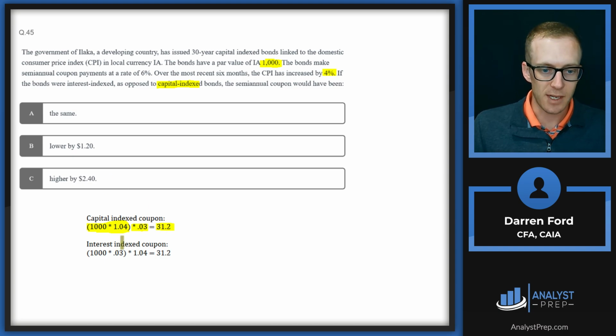Under the interest index coupon, you're going to calculate your coupon rate first. So you get a coupon rate of 30, and then you're multiplying that by 1.04, the CPI, to get the same ending value of 31.2. So under this scenario, the semi-annual coupon ends up being the same, not lower or higher.